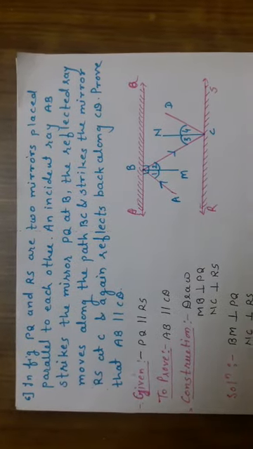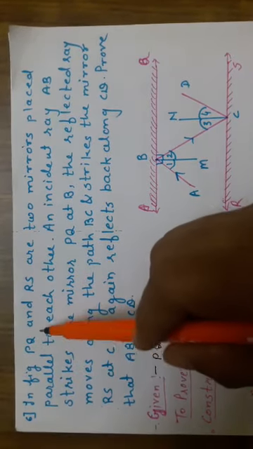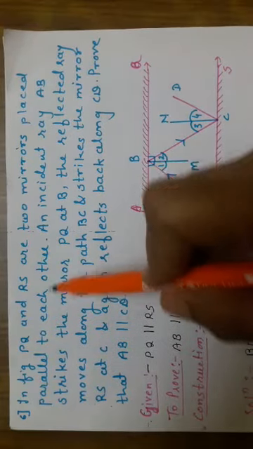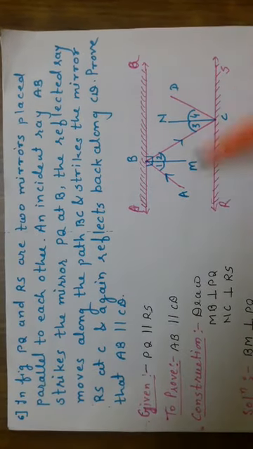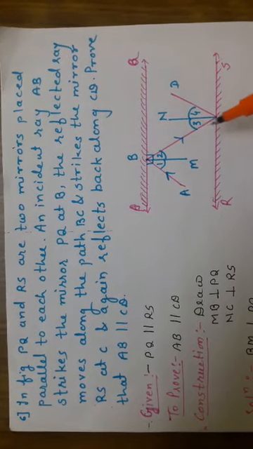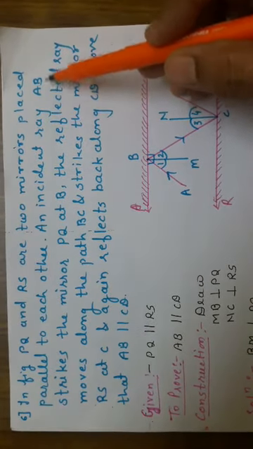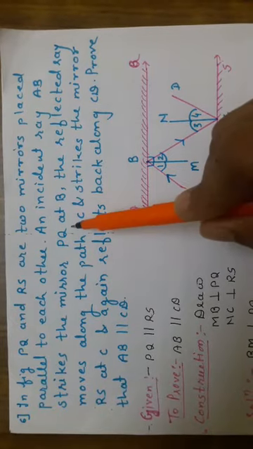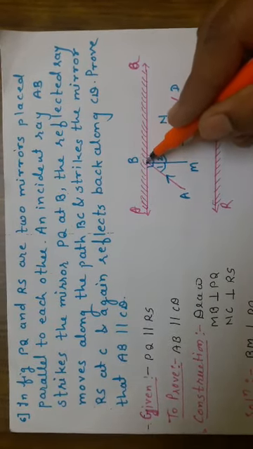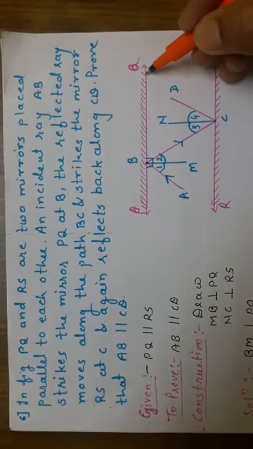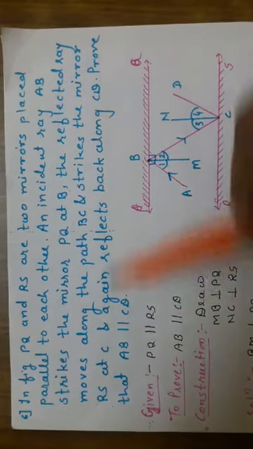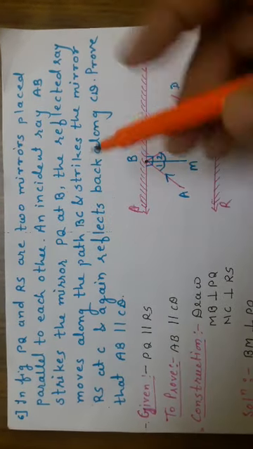Sixth problem. In the figure, PQ and RS are the two mirrors placed parallel to each other. This PQ and RS are the two mirrors and they are parallel to each other. An incident ray AB strikes the mirror PQ at B. This AB is an incident ray. It strikes the mirror PQ at which point? B. The reflected ray moves along the path BC.